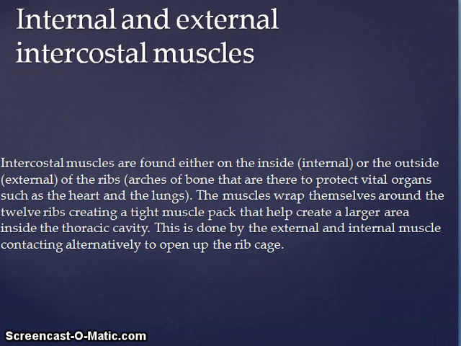On our ribs we have internal and external intercostal muscles. Internal is on the inside of our ribs, and external is on the outside of our ribs. The ribs are the arches of bone that are there to protect the vital organs such as the heart and lungs. The intercostal muscles wrap themselves around the 12 ribs, creating a tight muscle pack that helps create a larger area inside the thoracic cavity. This is done by the external and internal muscles contracting alternately to open up the rib cage.